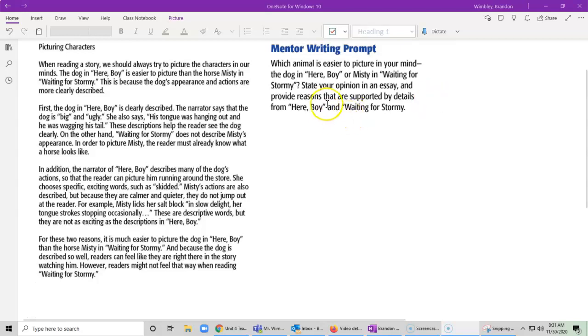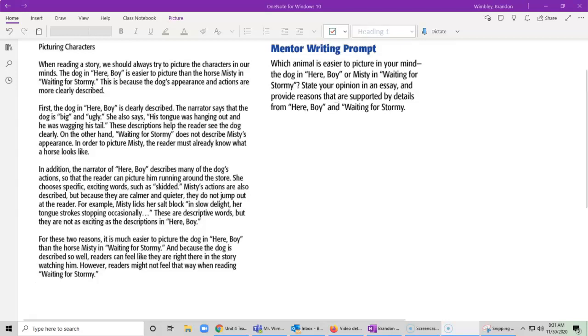Notice also it says the word and here. So it doesn't say just use it from one source to the other, but it says use them from both. Now, it's not always easy to express your opinion clearly. You may feel strongly about something, but have trouble saying why you feel that way. This week, I'll model how to do this. I'll show you how I wrote an opinion essay that supports my opinion with reasons and text evidence.